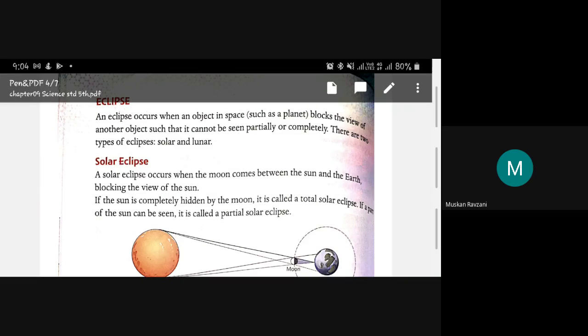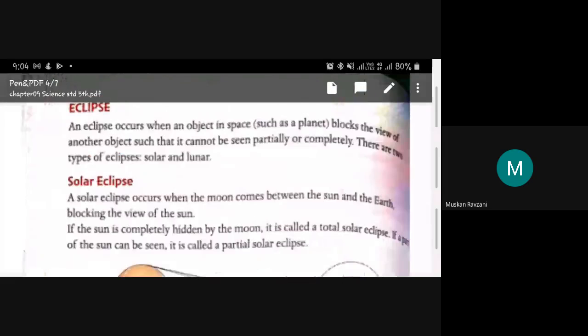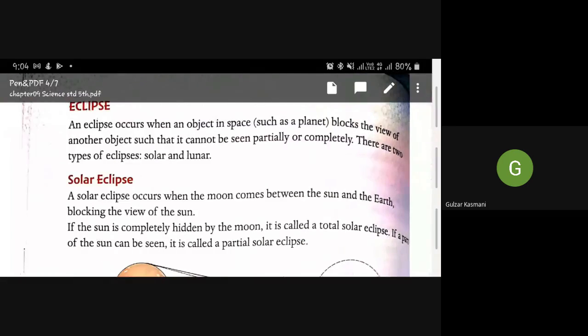Eclipse. Who will read Eclipse? Ma'am, can I read? Yes, Ismat. Eclipse. An eclipse occurs when an object in space, such as a planet, blocks the view of another object.